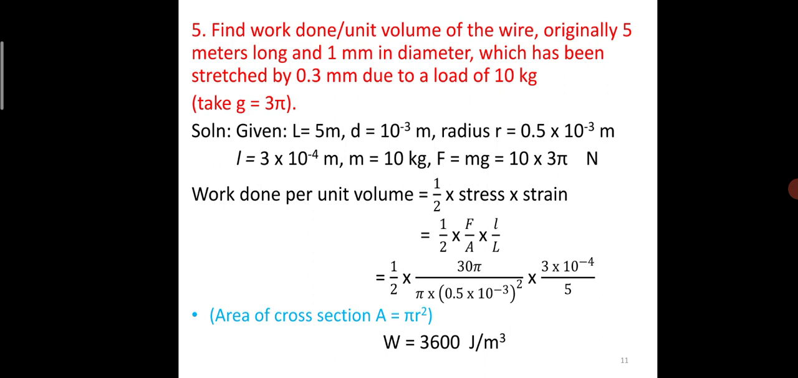The work done per unit volume is given by half into stress into strain, and it is equal to half, stress is given by F by A, strain is small l by capital L. Then substituting all these values, and the area of cross section is given by pi r square because r is given. Then finally we have the work done per unit volume, W is equal to 3600 joule per meter cube.